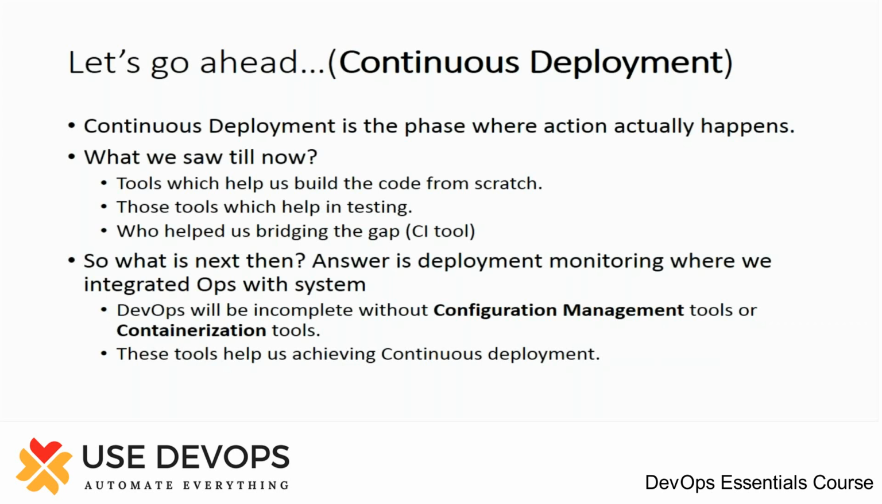Who helped us bridge the gap? The CI tool. Bridging the gap means there is a gap between the operation environment and the development environment. We won't say that operation people and development people had a gap, because they might be friends practically, but there is a gap between the operation process and the development process. That bridging was done by a continuous integration tool, Jenkins, or other tools like Bamboo. We can use that.